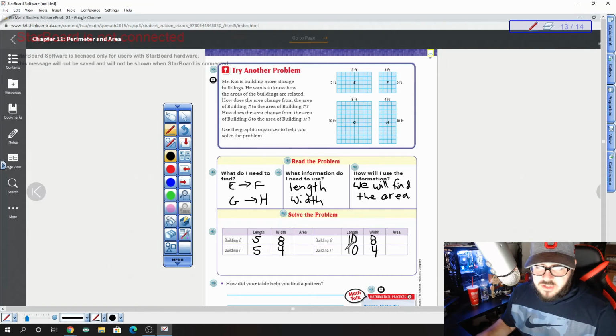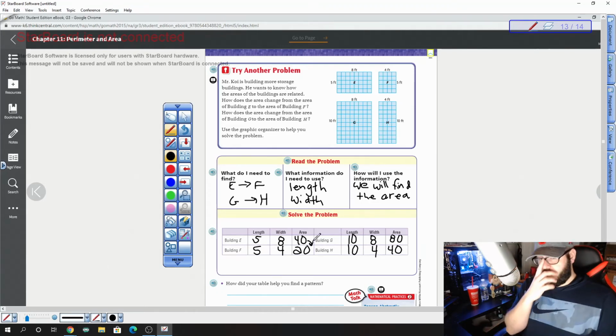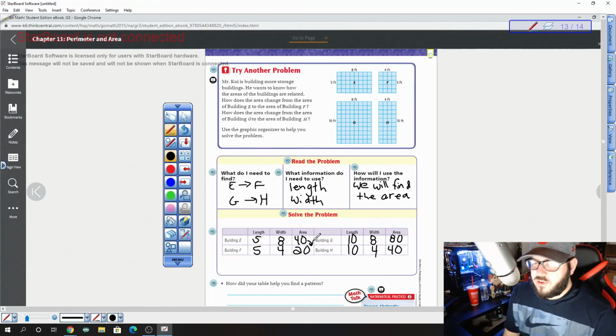We can go ahead and multiply to solve. So 5 times 8 is going to be 40. And 5 times 4 is going to be 20. 10 times 8 is going to be 80. And 10 times 4 is going to be 40. So what do we notice going from 40 to 20? What happened? Did it double? Did it triple? Okay, what happened there?